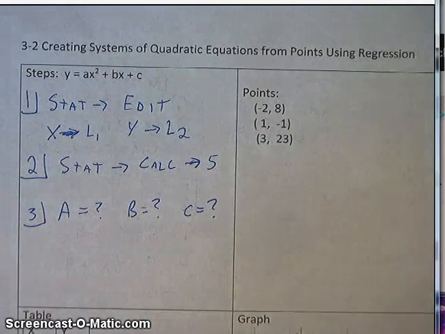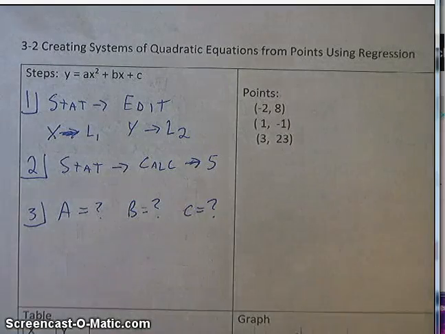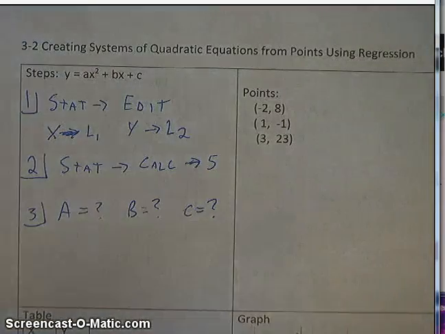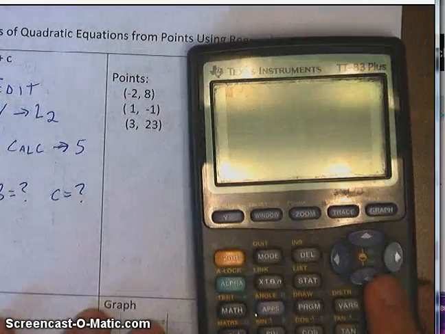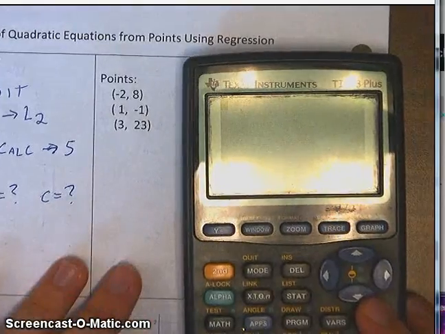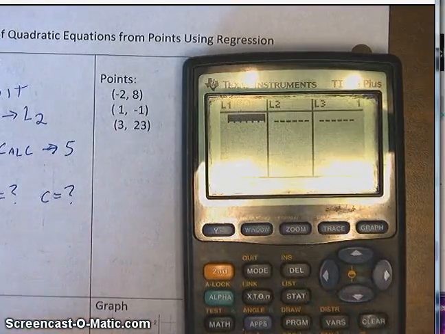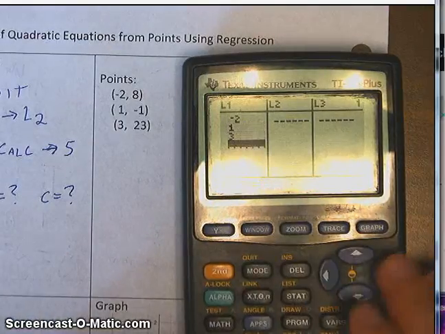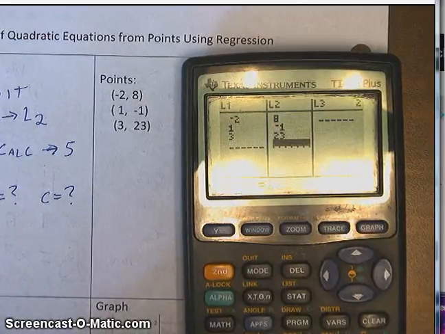So we can essentially skip all the steps where we had to write the system of equations, and we can go straight to letting the calculator worry about the system of equations, and we can just get the answer. So let me show you what I'm talking about with this example right here. So we've got 3 points, right? So I'm going to go to stat, and I'm going to go to edit. And in list 1, I'm going to type in the 3 x values, negative 2, 1, and 3. And in list 2, I'm going to type in the 3 y values, 8, negative 1, 23.